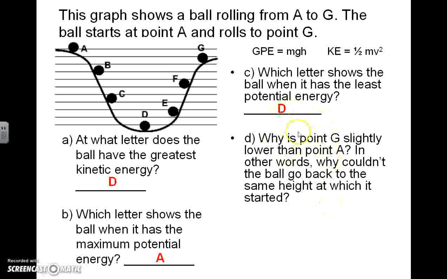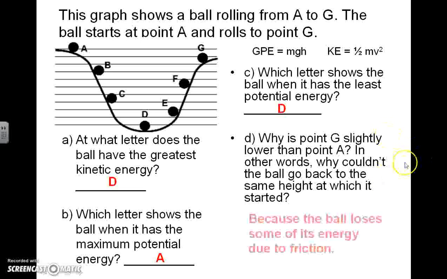Okay, so the last thing says, why is point G slightly lower than point A? It says, in other words, why couldn't the ball go back to the same height at which it started? Okay, so in this question, we're not neglecting friction. So the answer would be because the ball loses some of its energy due to friction. In other words, some of its energy here would convert to heat and sound and all kinds of other little things here that can drain a little energy out of the system.